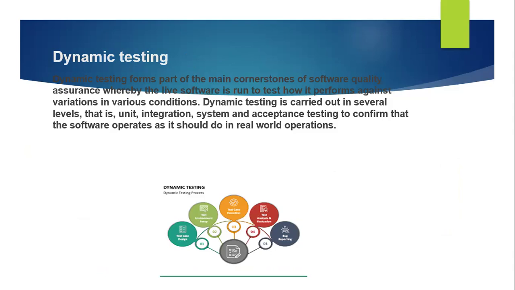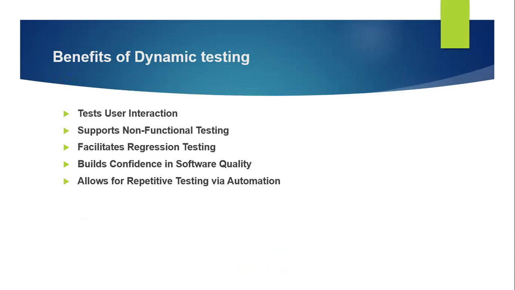Dynamic testing. Dynamic testing forms part of the main cornerstones of software quality assurance, whereby the live software is run to test how it performs against variation in various conditions. Dynamic testing is carried out in several levels, that is unit, integration, system and acceptance testing, to confirm that the software operates as it should in real-world operations. These are the benefits of dynamic testing.